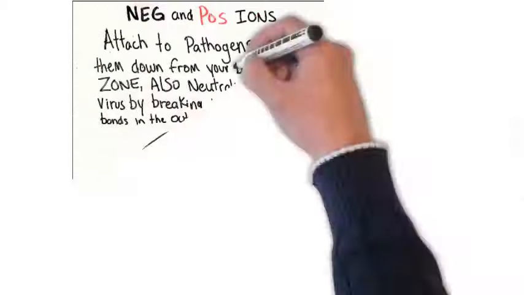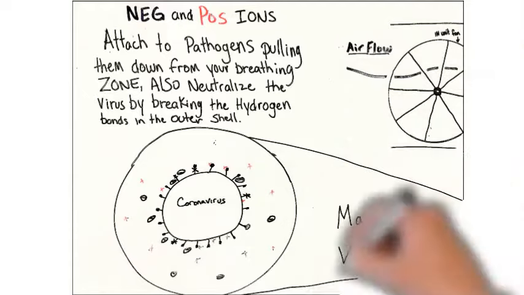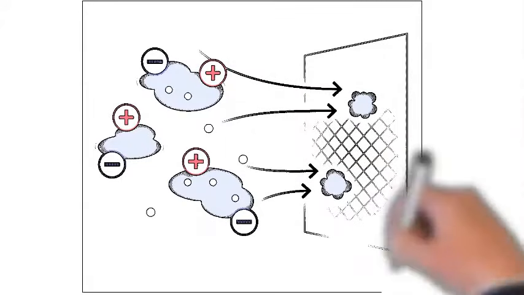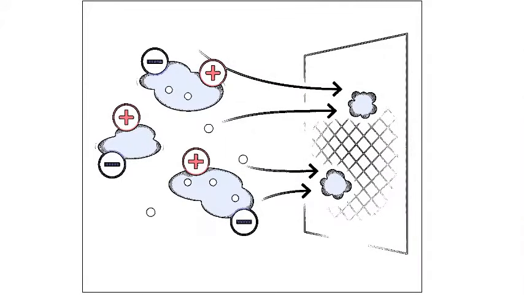In a two-step process, negative and positive ions attach to germs, pulling them down from your breathing zone. They then neutralize viruses by breaking down the hydrogen bonds in their outer shell. Let's take a closer look. In the first step of the process, ions cause the dust in your air to bond into larger clumps that get caught in your filter instead of blowing through it or just floating in your air.